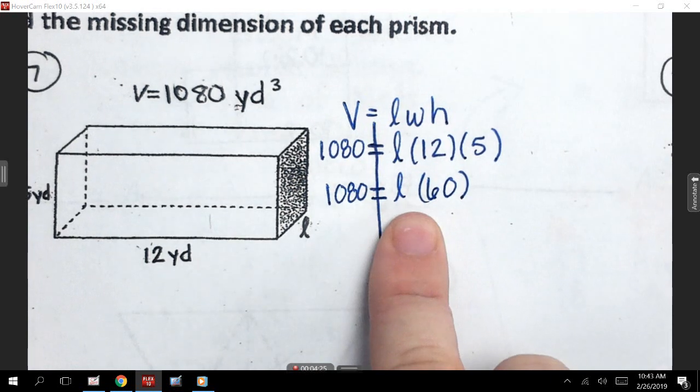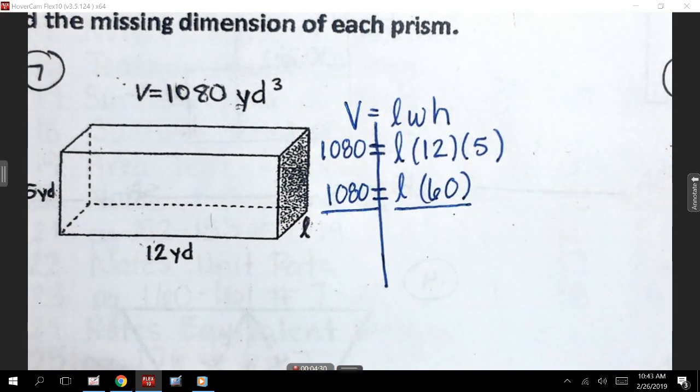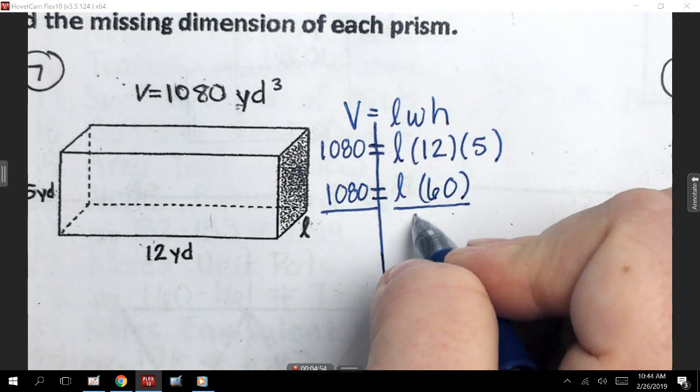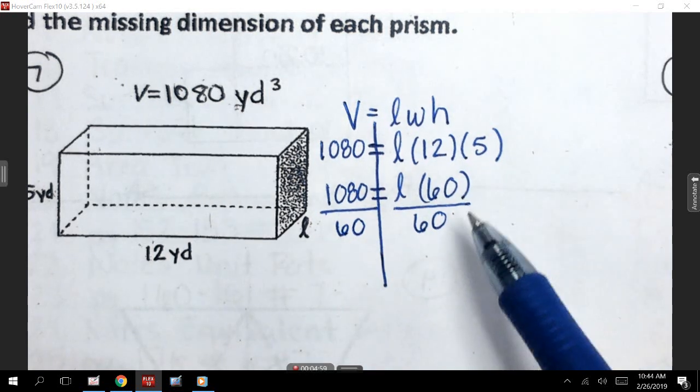Excellent. We have to do the opposite of multiplying, which is to divide. So I'm going to divide. What number am I dividing by? Carlos? We're going to divide 1,080, but what number am I going to divide by? What number am I going to put on the bottom? What number is next to my letter? 60. So you agree, I want to get L by itself, right? So I've got to get rid of 60, so I've got to put 60 on the bottom. Does that make sense?